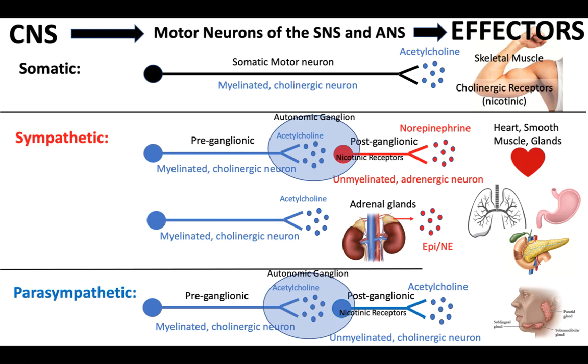So that means that these organs need to have two different types of receptors. These organs are going to need adrenergic receptors to know when these epinephrine and norepinephrine molecules stimulate it. They also need to have a cholinergic receptor so they can detect when acetylcholine is being utilized.